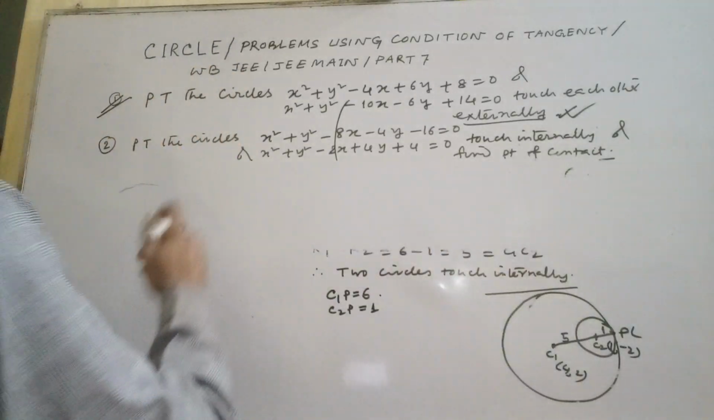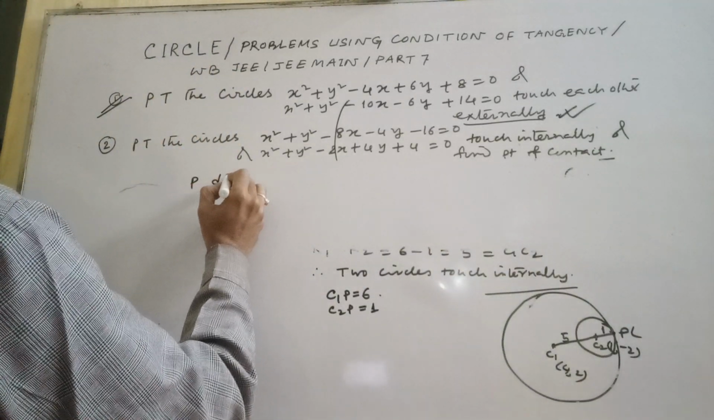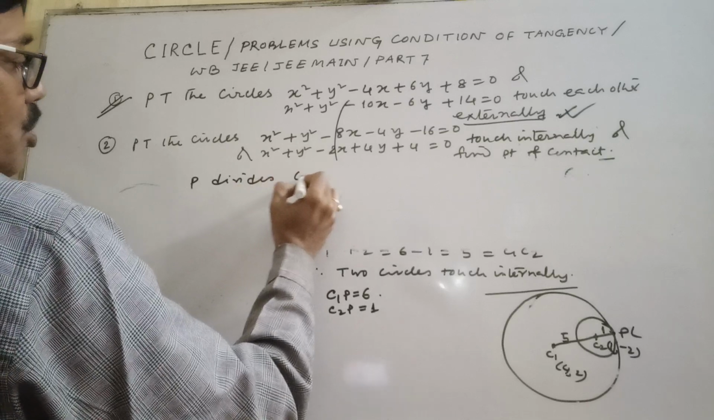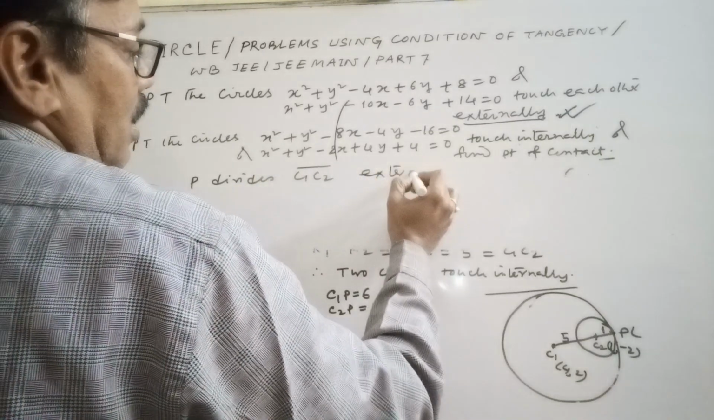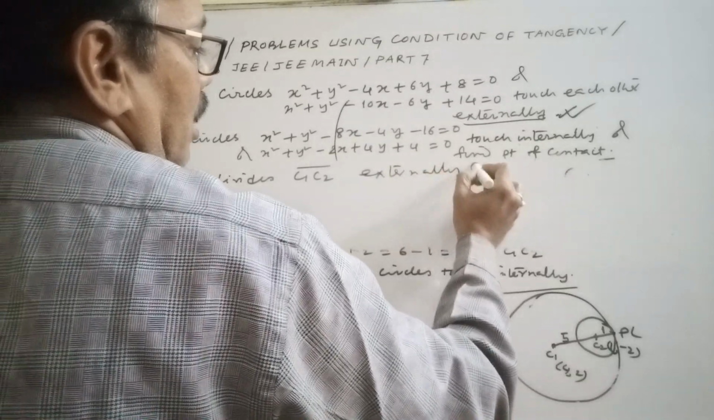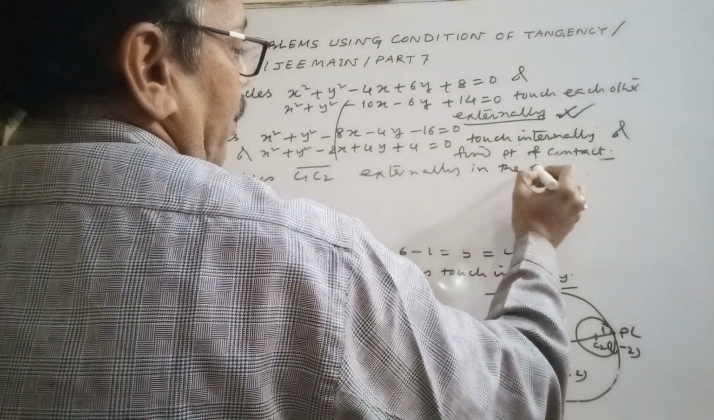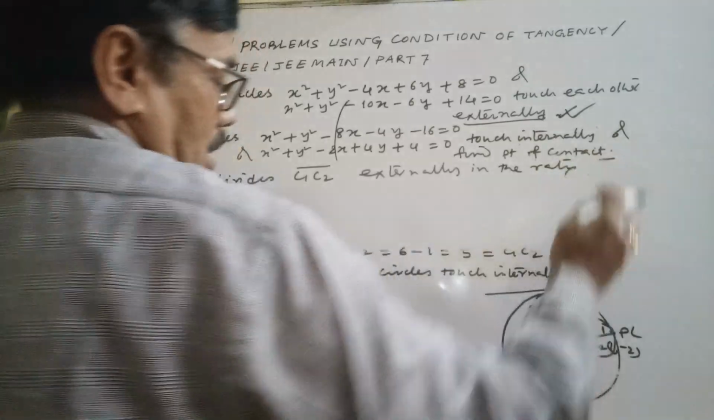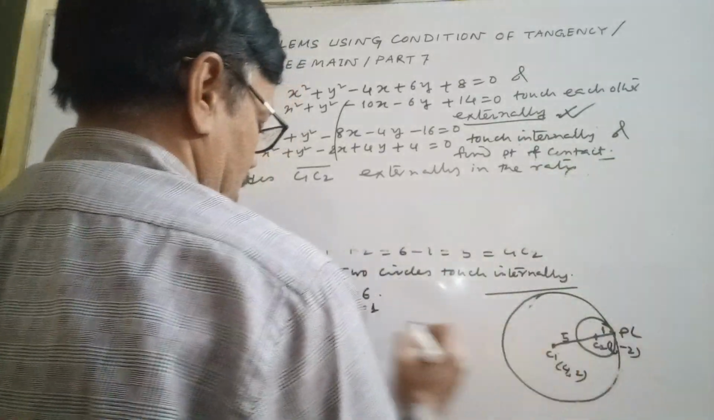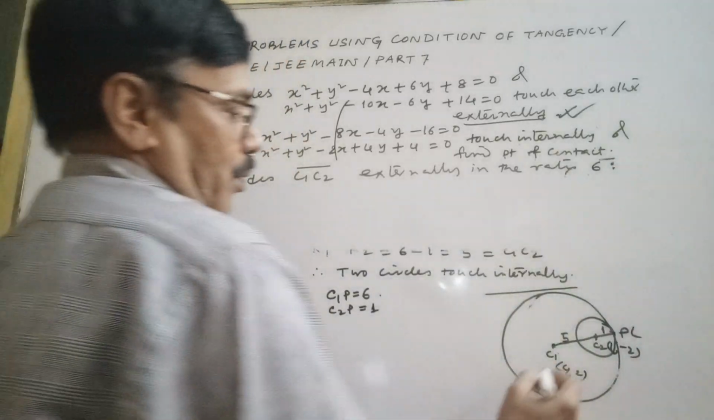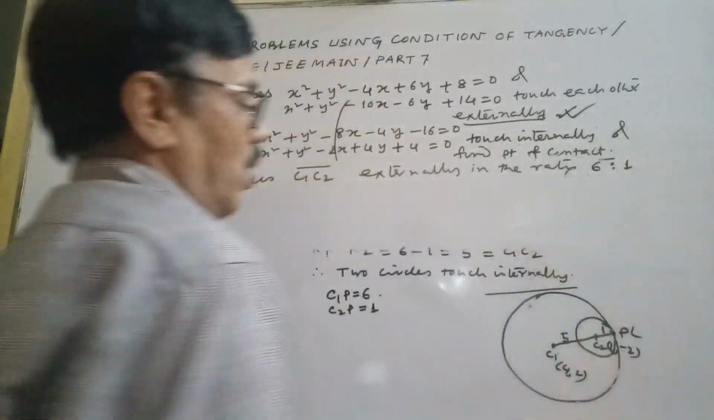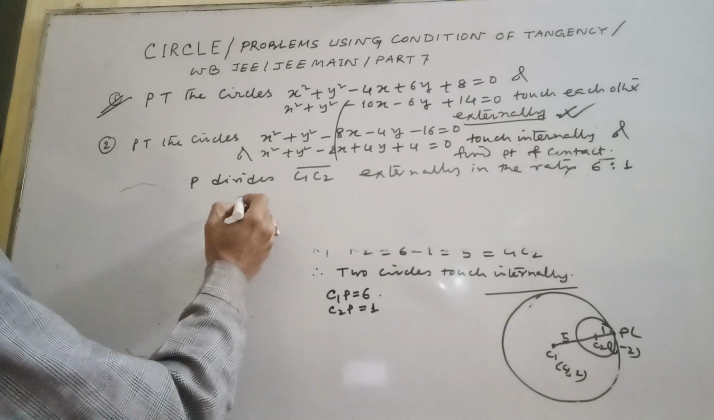So P divides C1C2 externally in the ratio. So C1P, this is 6. 6 is to 1. So what is x?